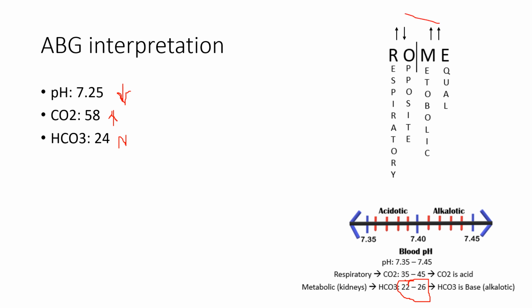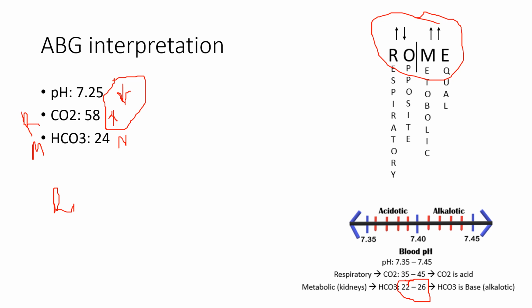If I go back and look at my ROME, respiratory opposite, metabolic equal, I see that my arrows here are facing the opposite direction. My CO2 is my respiratory, that's an R, and my HCO3 is metabolic. Respiratory opposite, I have opposite-facing arrows for my respiratory to my pH. So I'm going to be thinking that this is respiratory acidosis.